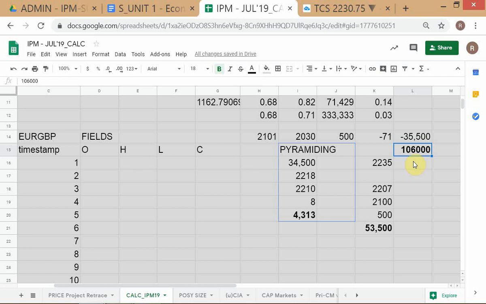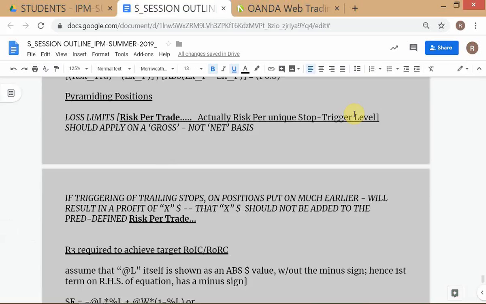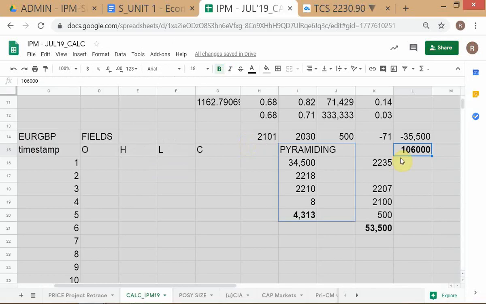The advice I'm giving you is, when pyramiding, you should take this 106,000, the risk per trade. That's what the language says here. What is the language saying? Loss limits, risk per trade, should apply on a gross basis, not on a net basis. Understand the language? Now, what do I mean by that? You could take this 106,000 on a gross basis, or you could take it on a net basis.